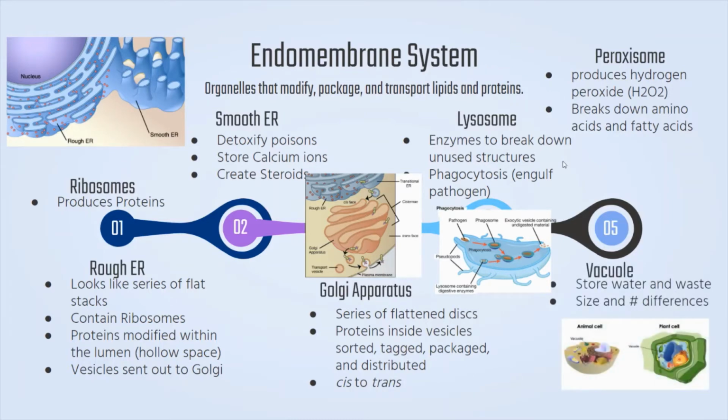And finally, the vacuole within the cell is used to store water and waste. And there are vacuoles within animal and plant cells. However, in the animal cell, you can see this vacuole is much smaller than in a plant cell, because a plant cell will have a central vacuole, whereas animal cells will usually have a few smaller vacuoles throughout the entire cell.